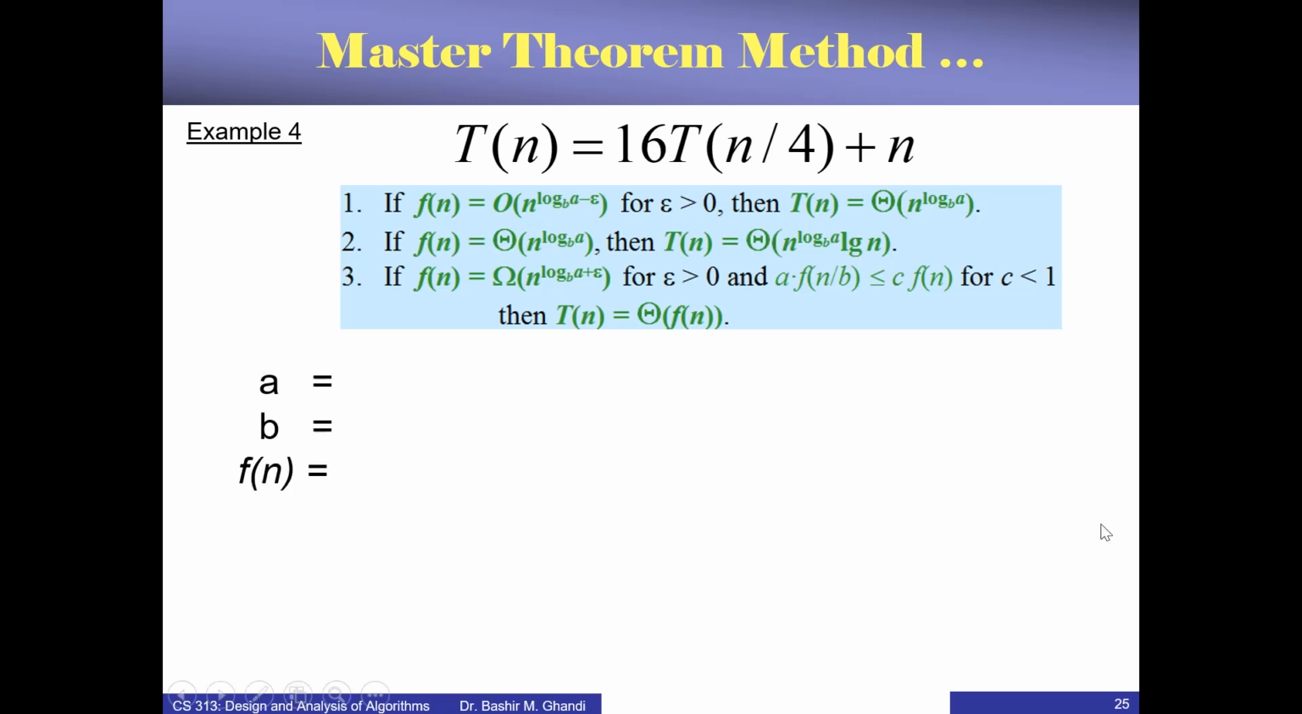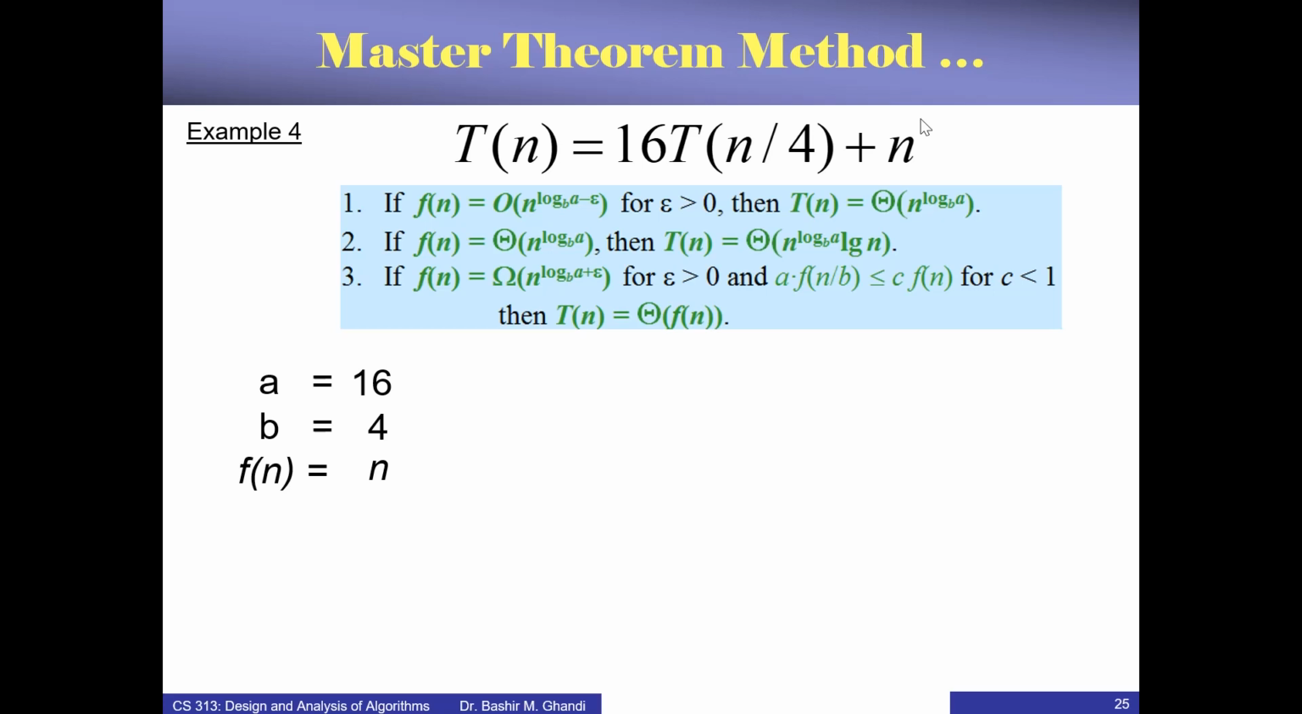So this is how to proceed. We need to find these values based on the recurrence that we have. What is the value of a, what is the value of b, what is f(n), and what is n to power log of a to base b. If we can find all of this, then we just need to see which of the 3 cases it is, and that will determine the running time. So clearly a is equal to 16, b is equal to 4, and our f(n) is just n. So f(n) is equal to n.